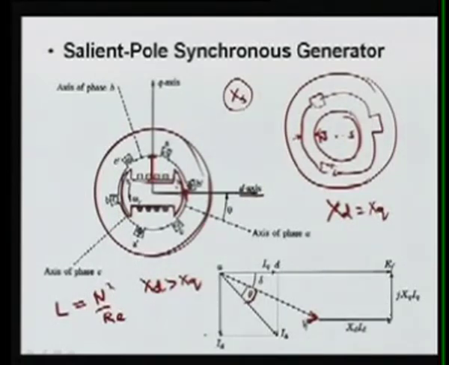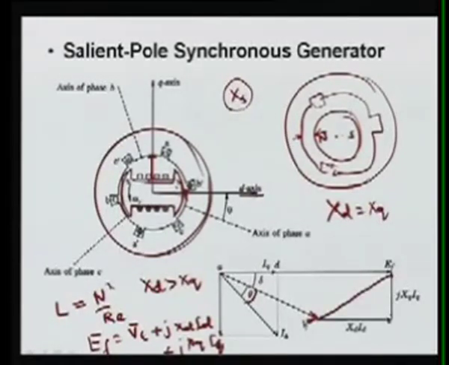So what is happening is we can write for this generator, EF will be your terminal voltage Vt plus jXdId plus jXqIq. Means we are adding some terms here. If we see the equivalent impedance of Xd and Xq, we can have Vt plus the addition of this term. So this is not an equivalent diagram, sorry, it is a phasor diagram of the salient pole synchronous generator.